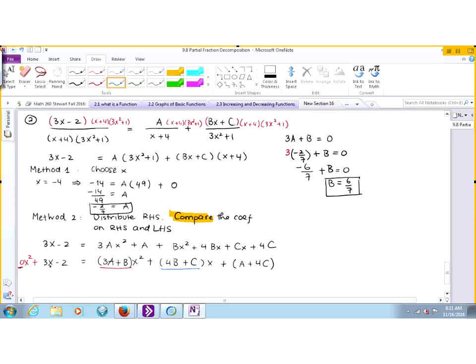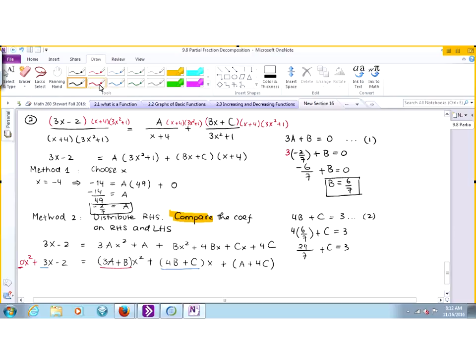The x next? Okay. So 4b plus c is equal to 3. Right? I'm equating the coefficients. The coefficient of x on the left here is 4b plus c, and the one on the right is 3. So maybe let's just call the first equation 1, and then the second one is 4b plus c is equal to 3. But we know b already, don't we? Okay, so 4 times 6 over 7 plus c is equal to 3. So 24 over 7 plus c is equal to 3.